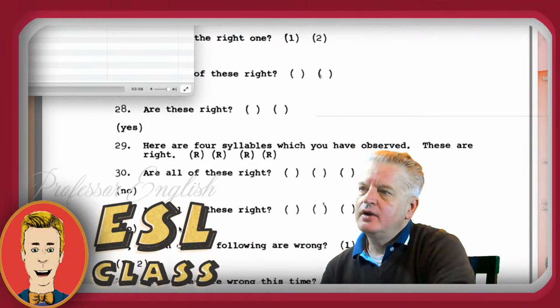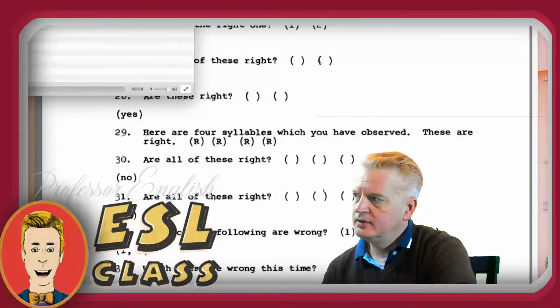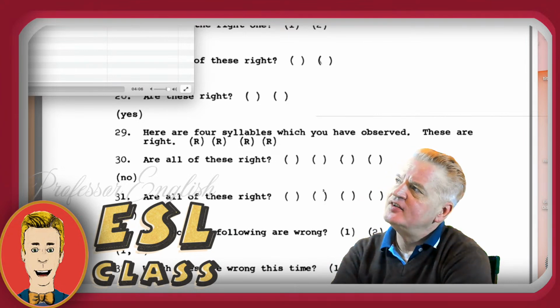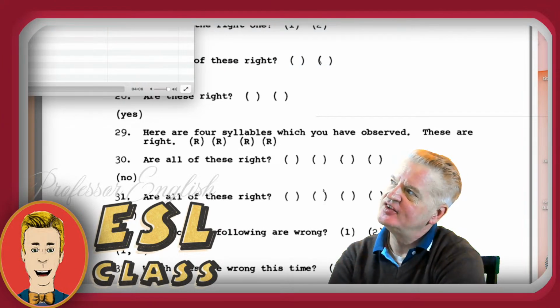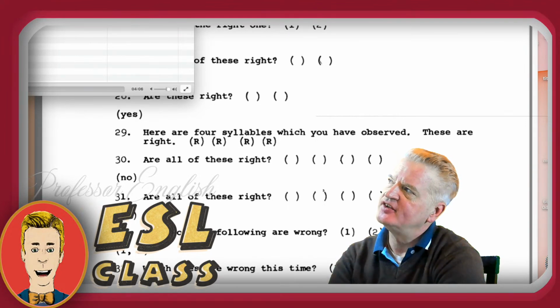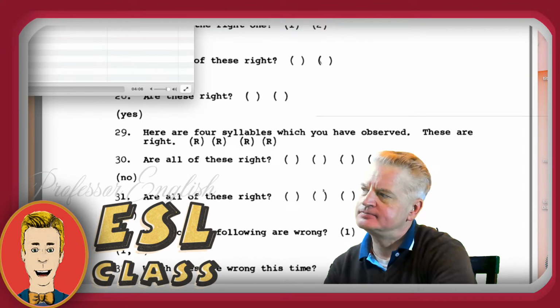29, Here are 4 syllables which you have observed. These are right. Wie. Du. Geht. Schon. Maybe that geet isn't relaxed. Maybe it's tense. Geet. And maybe the English A is very soft. Gate. Yeah. Geet. Schön. I guess the lesson here is all of these have a tension to them.